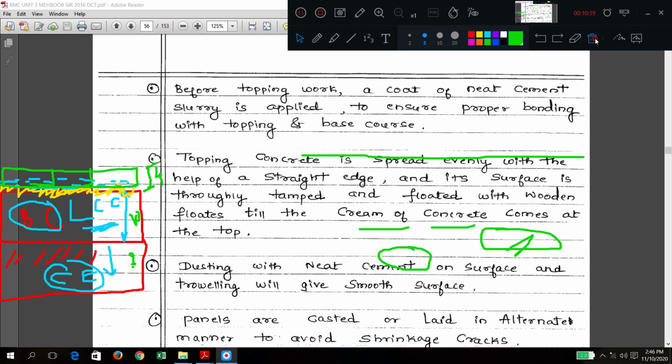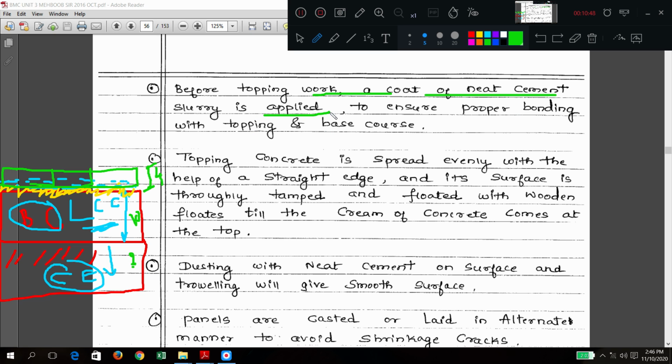What is the next? The topping work. Before topping work, neat cement slurry is applied for proper bonding. Means before pasting this cover, you are going to apply some cement slurry. And this topping material is evenly spread using a straight edge. There is a tool called a straight edge. You use that and spread it uniformly.